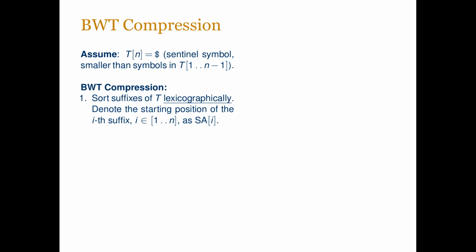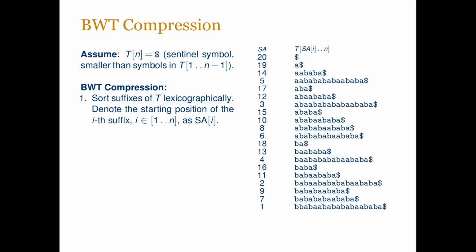We start by lexicographically sorting all suffixes of the text. We denote the starting position of the ith lexicographically smallest suffix as SA of i. The name SA stands for suffix array. For example, since the lexicographically smallest suffix is the one starting at the last position of the text, we always have value n as the first element of the suffix array. For this text, the lexicographically second smallest suffix of text is the one starting at position 19. Therefore, the second value in the suffix array is the value 19.